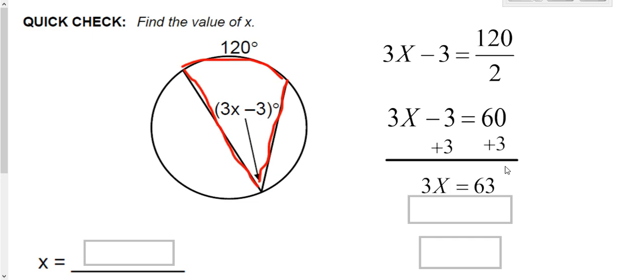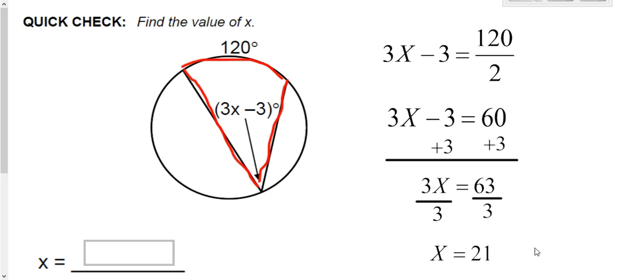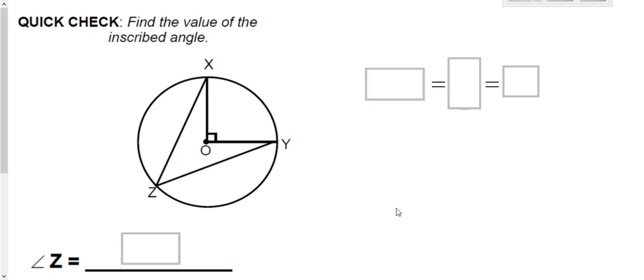After that, we've got 3x equals 63. We'll divide by 3 and get x equals 21. And that's all they asked for. If they actually asked for this measure, of course, it would be half this arc, 60. You could double check that, put it back in there. Let's check some more. Next one.